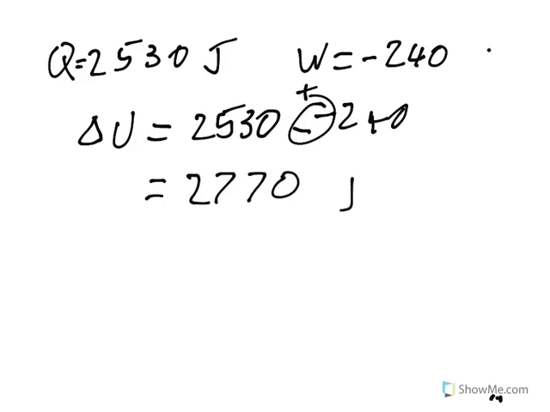2770 joules. Okay, so that question doesn't read very well there. It places a heating element and the paddle wheel. She calculates that the water gains, it should say, that much thermal energy from the heating element, and then of course the paddle wheel doing some work also.